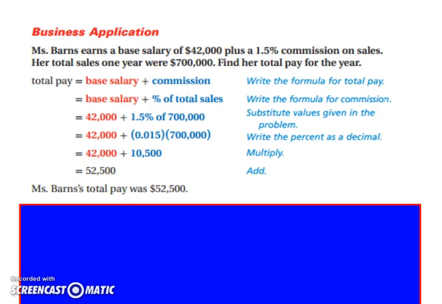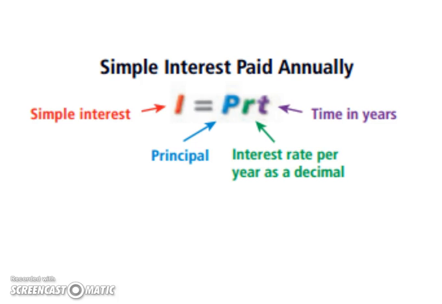All right, well, let's look at simple interest. This deals with if you're borrowing money or you're earning interest. So either you're borrowing money and you're going to be paying more interest, or you're putting money into a savings account and you're gaining interest. So this is the formula for simple interest paid annually. So simple interest, I is interest. Principal, it's that amount that you put down or borrow.